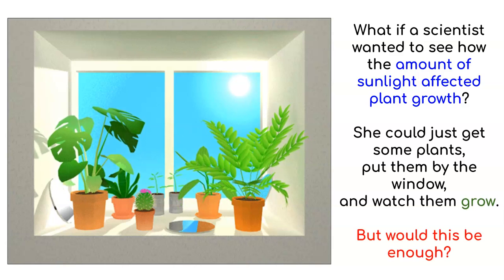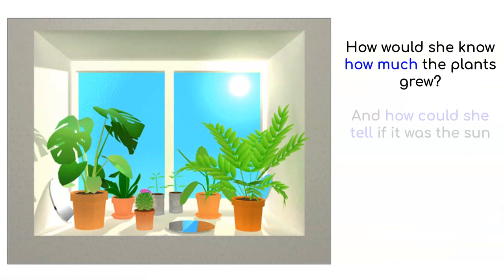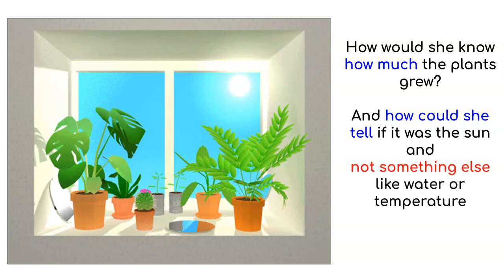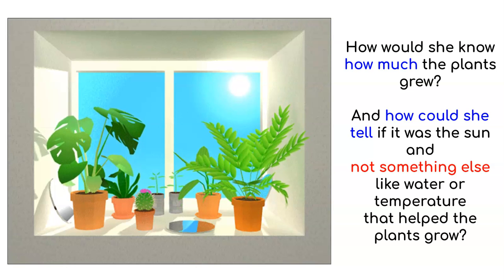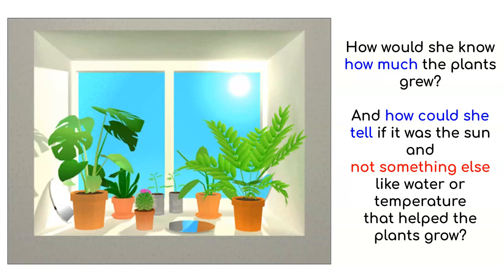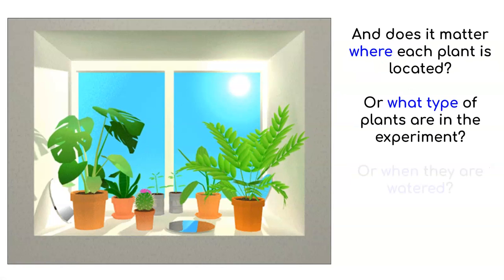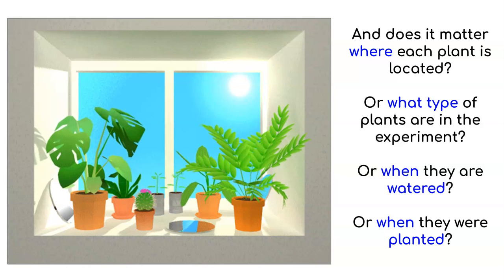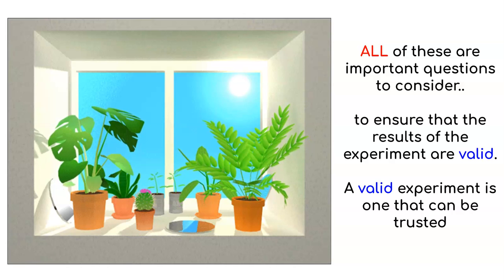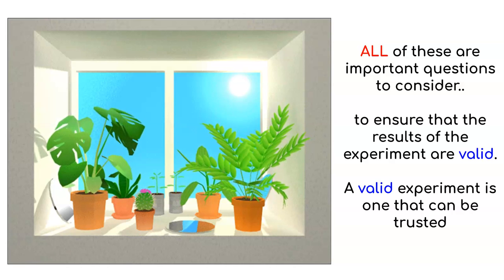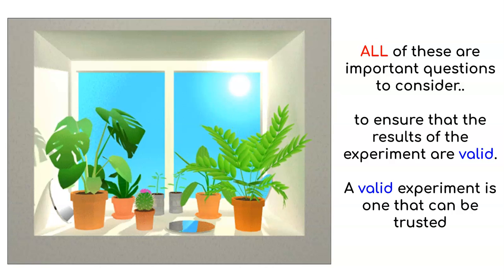She could just get some plants and put them by the window and watch them grow. But would this be enough? How would she know how much the plants grew? And how could she tell if it was the sun and not something else like water or temperature that helped the plants grow? And does it matter where each plant is located, or what type of plants are in the experiment, or when they were watered, or when they were planted? All of these are important questions to consider to ensure that the results of the experiment are valid. A valid experiment is one that can be trusted.